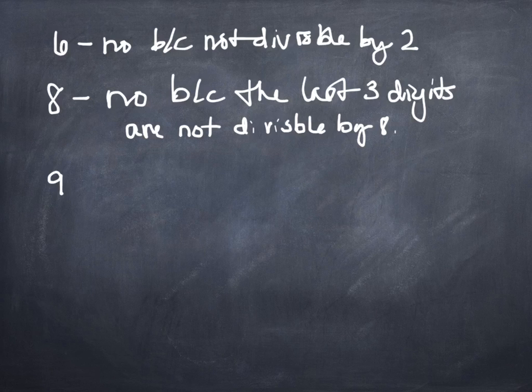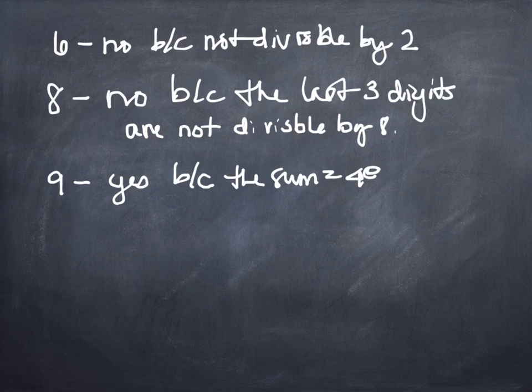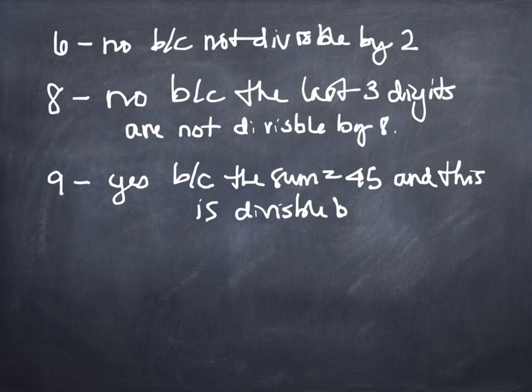We've got the number 9, so this one actually is a yes, because again, the sum is 49, I'm sorry, not 49, 45, and this is divisible by 9. 10 is a no, because it does not end in 0.